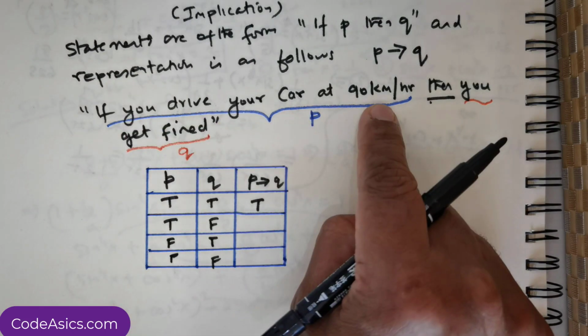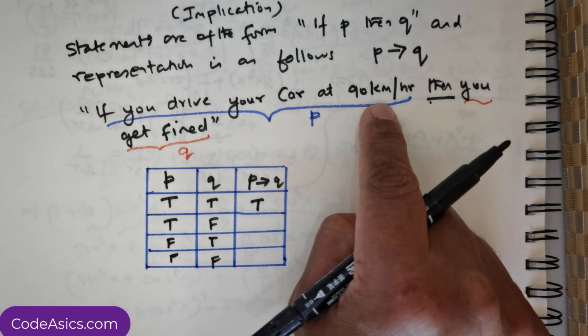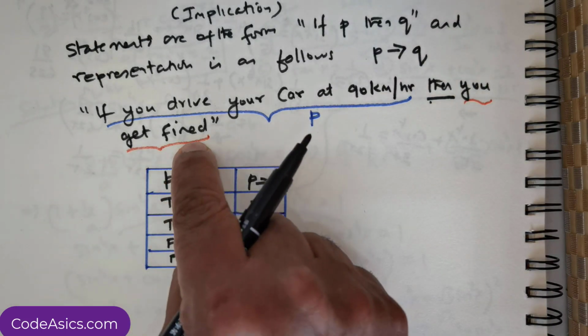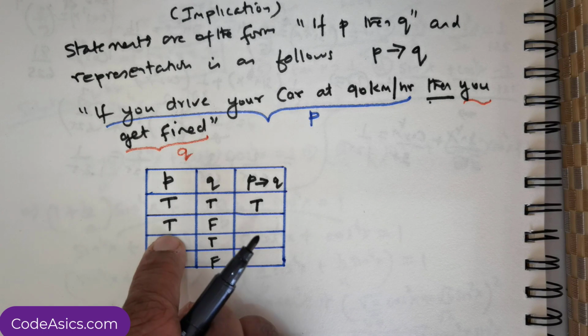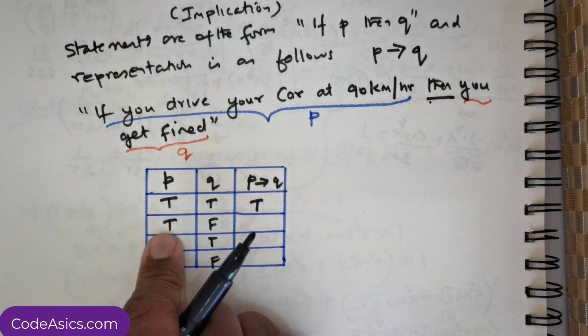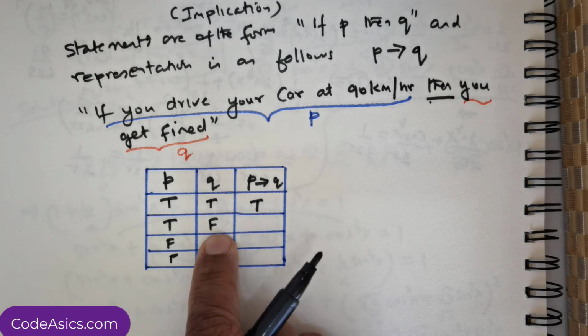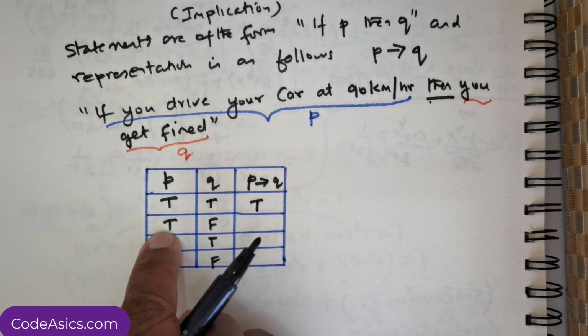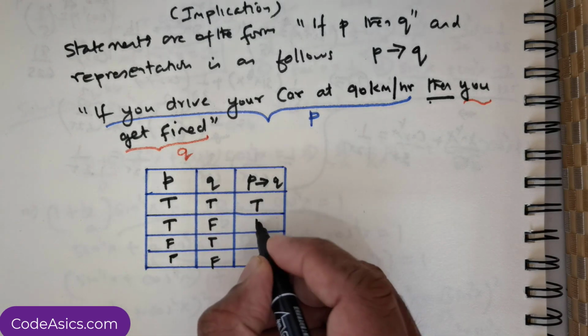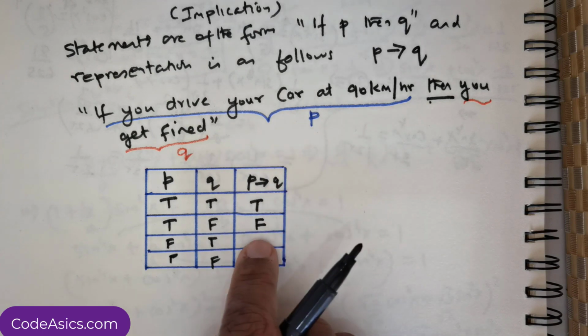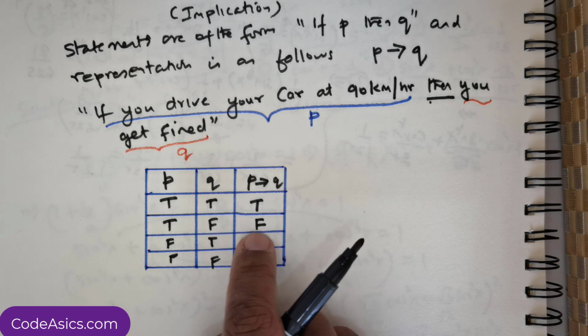Second case now. You have driven your car at 90 km per hour. This is true in your case, but you did not get fined. How is it going to be possible? The first statement is you had committed the crime, but you've been let scot-free. So T and F is going to be resulting in F. So that means the individual is telling a lie. So this is not going to be happening.